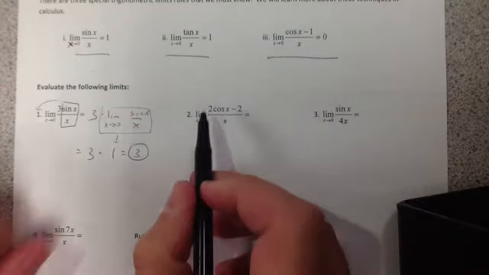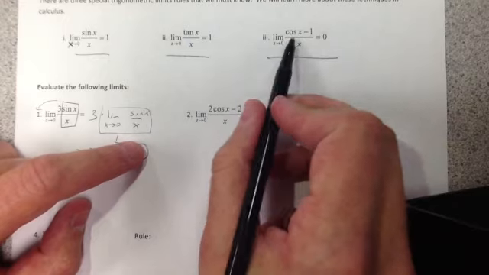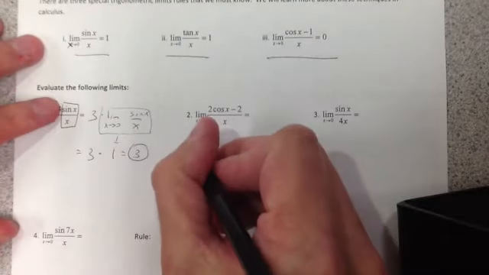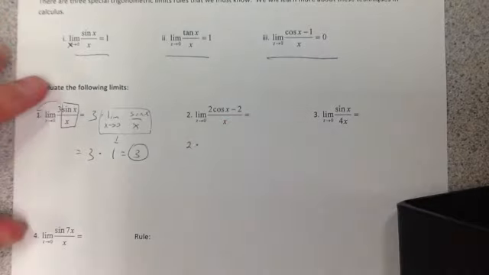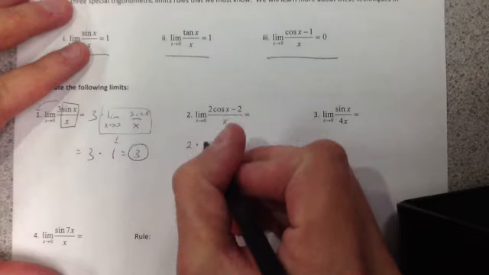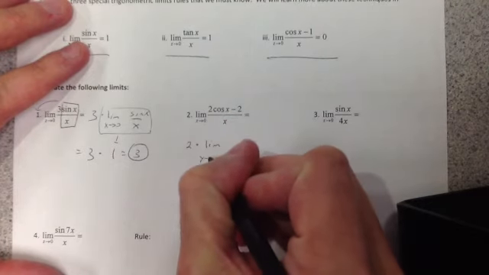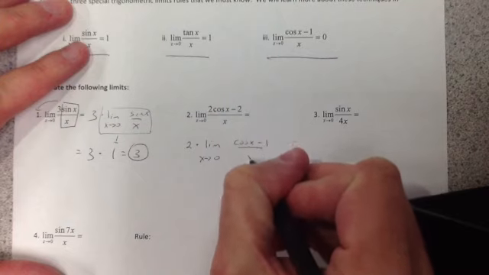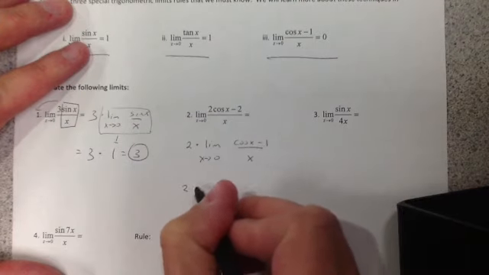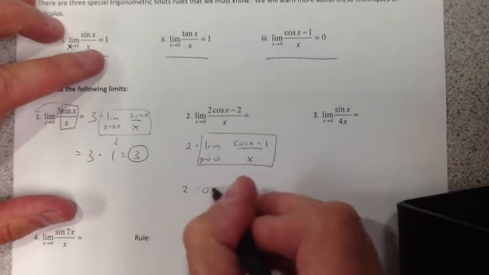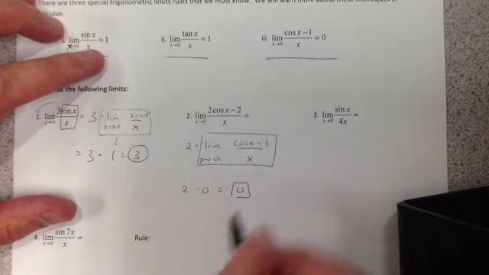Let's try number 2. Now it looks like our cosine one, but instead of cosine x minus 1, we got 2 cosine x minus 2. So obviously we can factor out a 2 here, and it is a constant, so we're going to pull it out to the very beginning. If we factor out the 2, that's going to leave us with the limit as x goes to 0 of cosine of x minus 1 over x. The 2 is a constant. Remember, we just learned this rule right here. That's just equal to 0. So this limit is approaching 0.